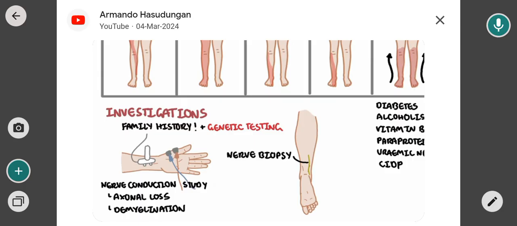and enlarge nerve fibers. This is also known as the onion peel appearance. And finally, investigations to order also involve those that will rule out other differentials such as HbA1c for diabetes, vitamin B12 levels, as well as a lumbar puncture to look for chronic inflammatory demyelinating polyneuropathy.